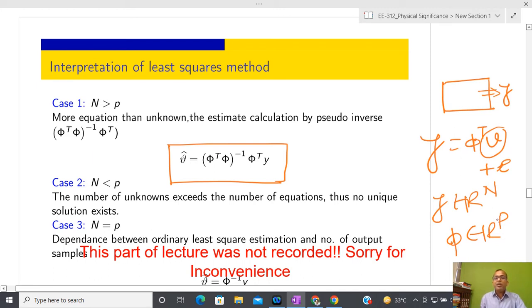Since I have to interpret this, I have n values of y, and I am assuming that nu belongs to R^p, so I have p unknowns. Correspondingly I can fix phi. Since y belongs to R^n and nu belongs to R^p, phi is nothing but n cross p. So I have n samples and p unknowns, and I have to estimate that kind of unknown from the measurements.